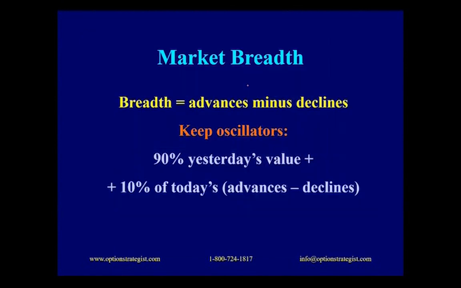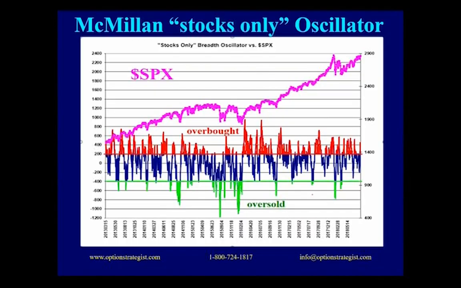So we'll return to that in a minute, but we do also keep an oscillator, and the way we keep the oscillator is this. Today's value of the oscillator is called M, is equal to 90% of yesterday's M plus 10% of the advances minus declines from today. So this swings all over the place, but we do pay attention to it. We watch it for both stocks only data and New York Stock Exchange data, but the stocks only data is shown here.